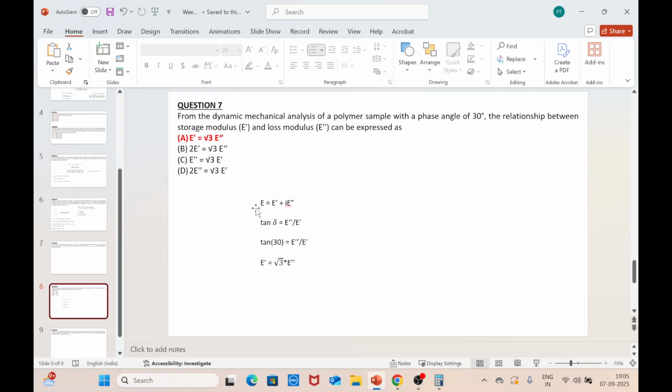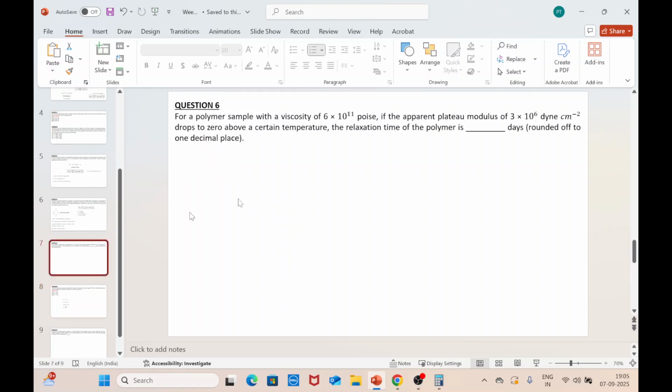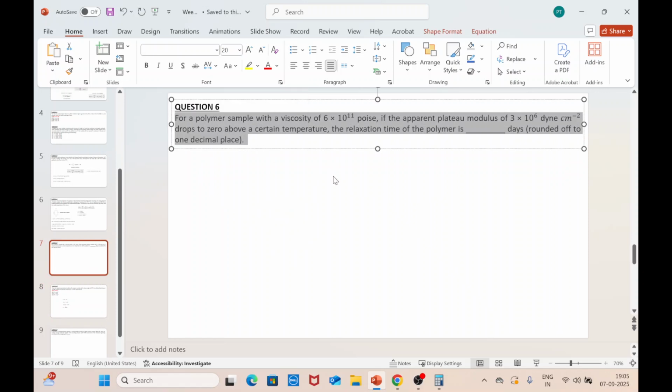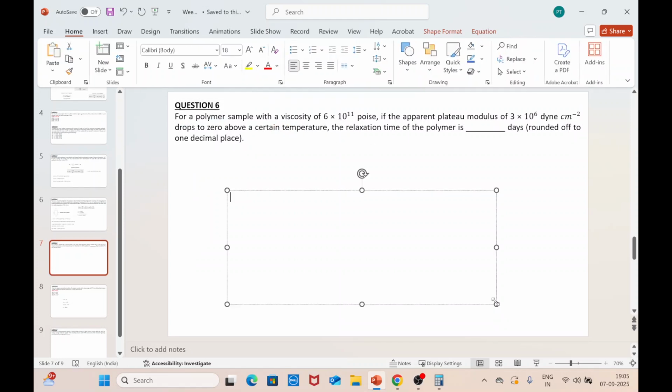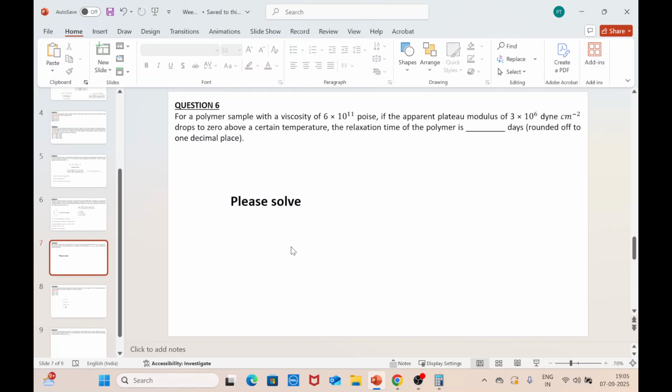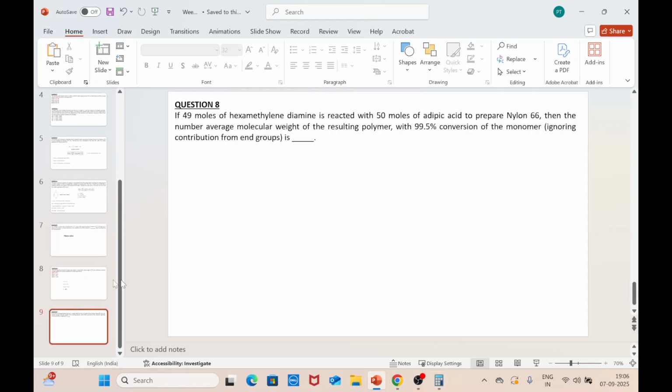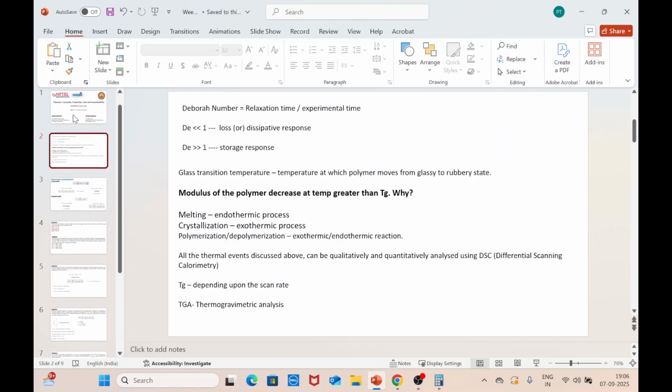If there's nothing, then I think we can conclude our session for today. So I'm going to keep this one as a practice problem, please solve it, because we have solved 2 questions related to that. So let this be a practice to calculate the relaxation time. I'll post the answer for this question while uploading the presentation.